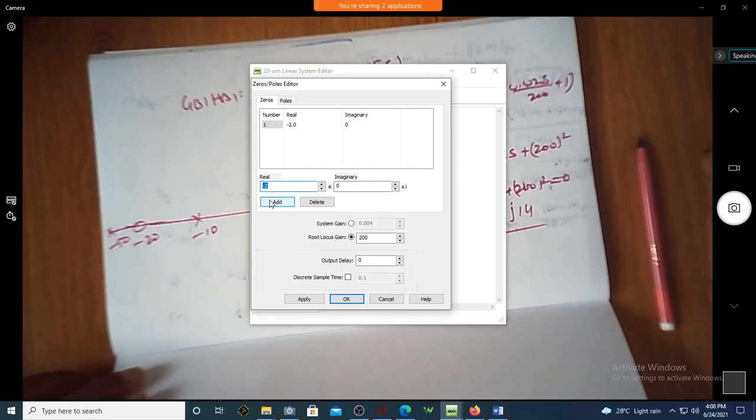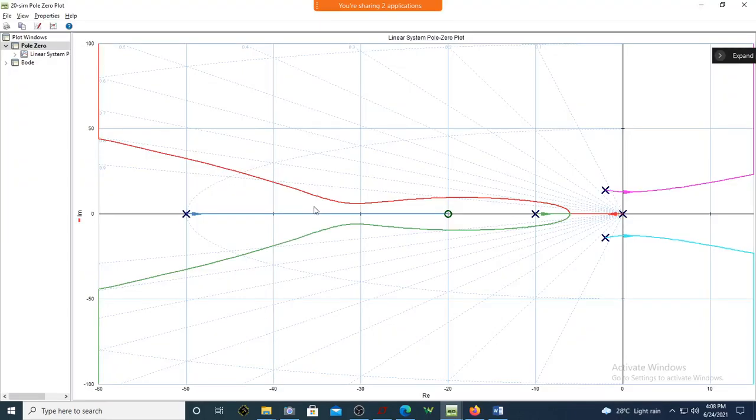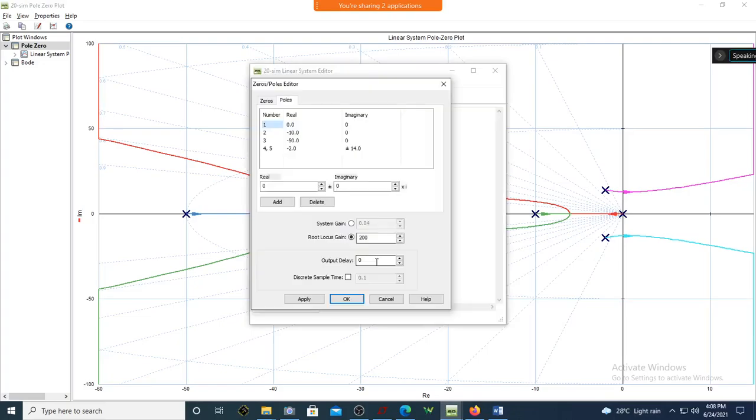This is done. Let us see the pole-zero plot. This is how the root locus looks. Can you see the system is conditionally stable? Conditionally stable. Let me edit the system gain, the root locus gain. The gain is 10. Whatever is given is the system gain.